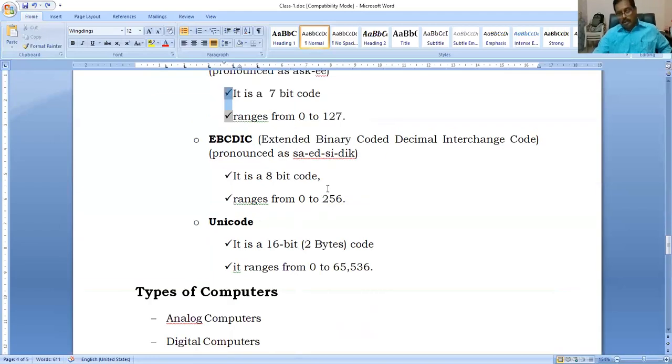The next binary code is EBCDIC, Extended Binary Coded Decimal Interchange Code. It is an 8-bit code, and the range is 0 to 256. Here 7 bits is 0 to 127, whereas 8 bits is 0 to 256. How do we get these values? We'll see in the next videos.